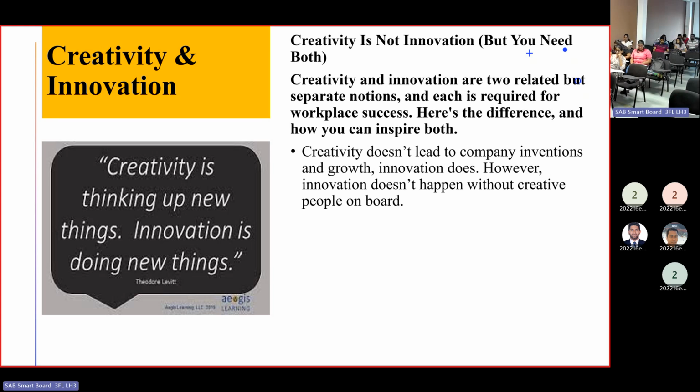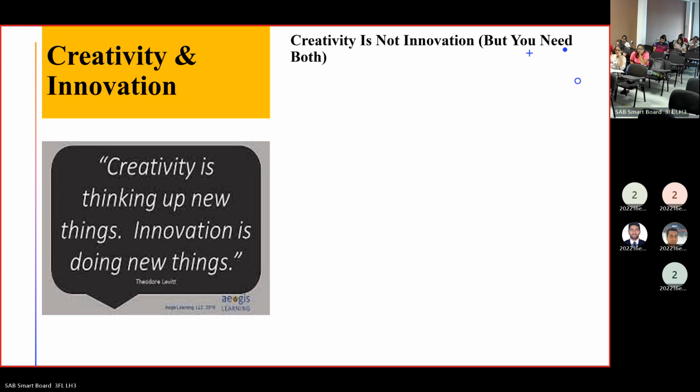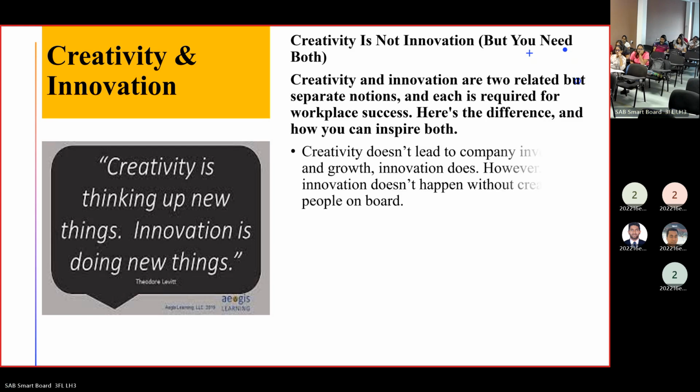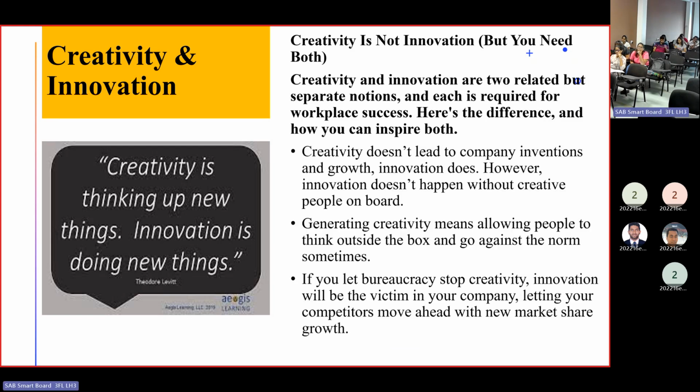But people say sometimes they are cousins, they look the same, but both are different. Creativity and innovation are two related but separate notions, and each requires a different key. So creativity doesn't by itself lead a company to innovation. Underline the word: not invention. Not invention, okay. Graham Bell invented the phone, but mobile is an innovation.